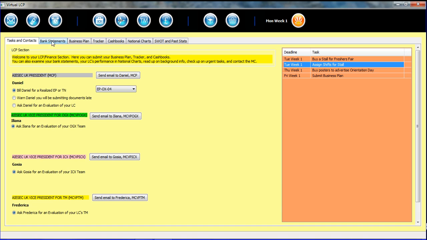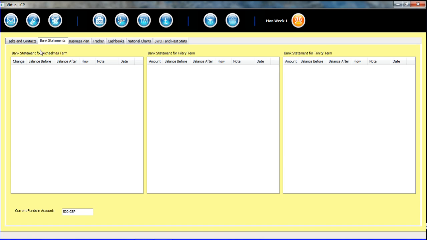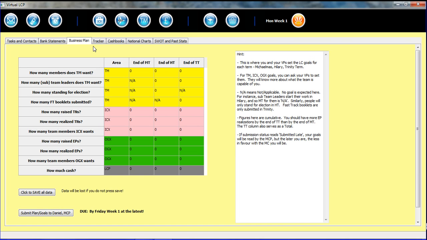So we're going to get information from all our VPs for this. These ones are for talent management. They'll have to fill out these. Our VPI will fill out these. OGX these, and we have to decide this. Now, how much cash do I want? How much cash do I have? Let's see, bank statement. I have 500.